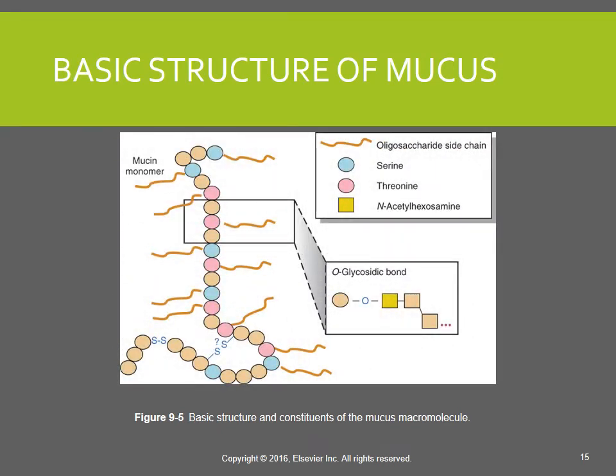Here is the basic structure and constituents of a mucus macromolecule. You can see mucigens, serine, threonine, N-acetylhexosamine, and a glycosidic bond. Here you can see disulfide bonds. That's what makes mucus rubbery.